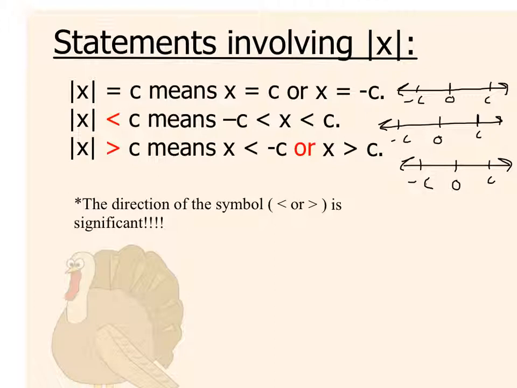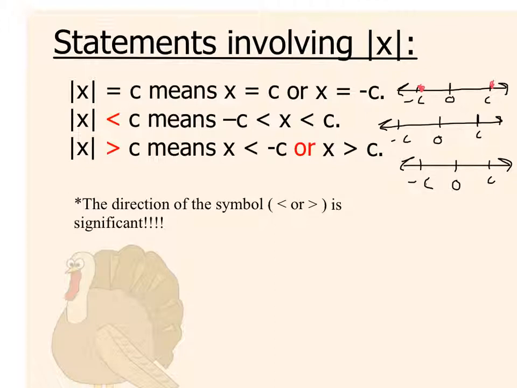Okay, so if we have an equation that has absolute value of something set equal to C, the way we'd graph it is to mark the point C. No interval or anything, just mark the point C. And mark negative C. Okay, no intervals or anything like that, but those are the only 2 numbers that have an absolute value of C.